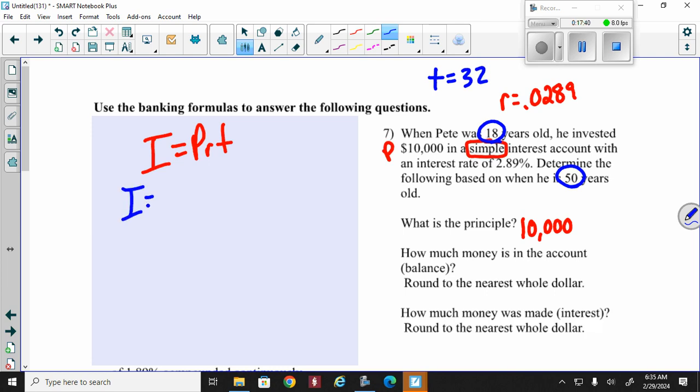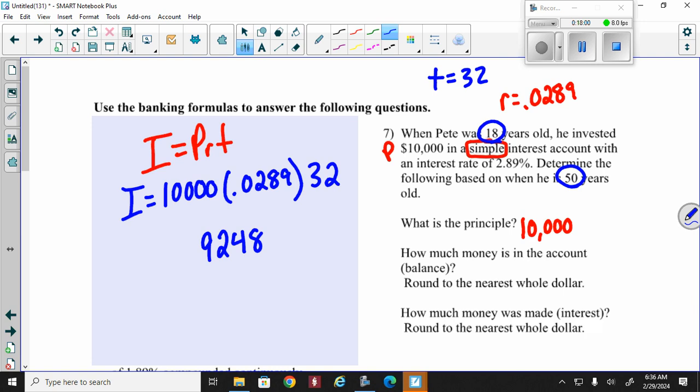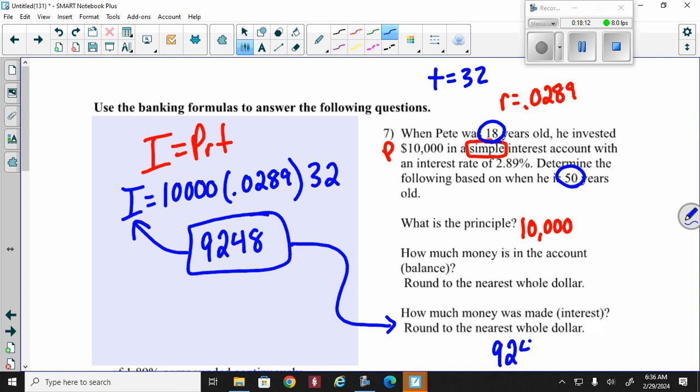So I is equal to 10,000 times R, which is 0.0289, times T, which is 32. Now remember, your calculator is going to give you an answer, but you got to know what that answer means. All right, so my calculator said 92.48. What the heck is that? Well, if I look, my formula started with an I, which means that's how much money I made, which was my interest, 92.48.